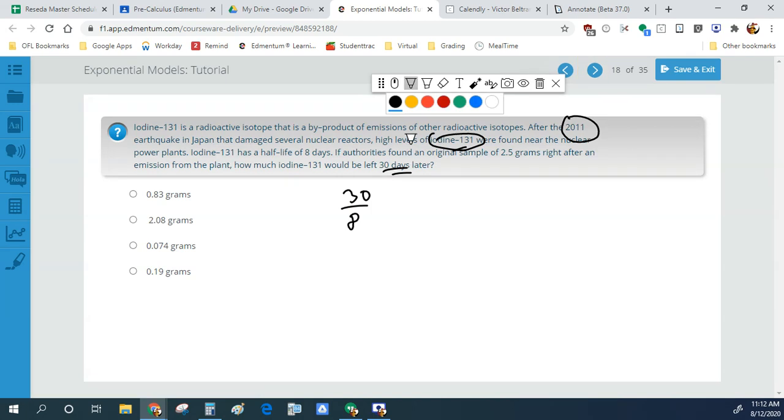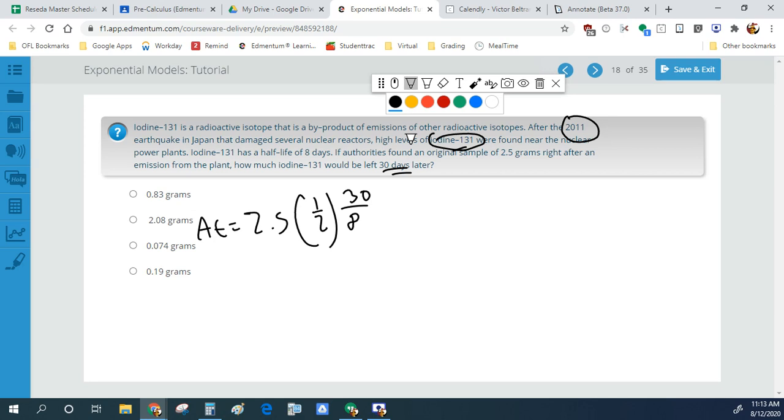But anyway, we're trying to figure out this. So our half-life is 8 days. We know that our exponent is 1/2 because it's getting cut in half. So just pretend my 1/2's bigger and this is an exponent. And the original amount was 2.5. Okay. And we want to figure out how much is there going to be after 30 days.